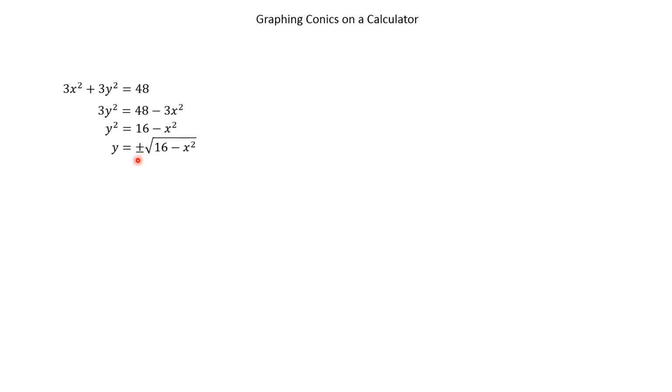It is plus or minus, however, because that'll get both the positive piece of it and the negative piece of it. Each of these separately are functions, but this conic section is not going to be a function, and our calculator graphs functions. So the plus or minus will take care of that. So how do you graph a plus or minus? There's two ways. The first way, you just split it into two equations. y1 equals square root of 16 minus x squared. y2 equals negative square root of 16 minus x squared.